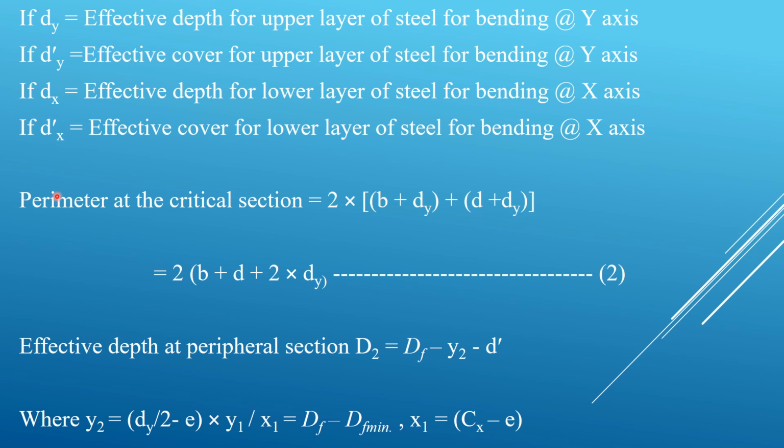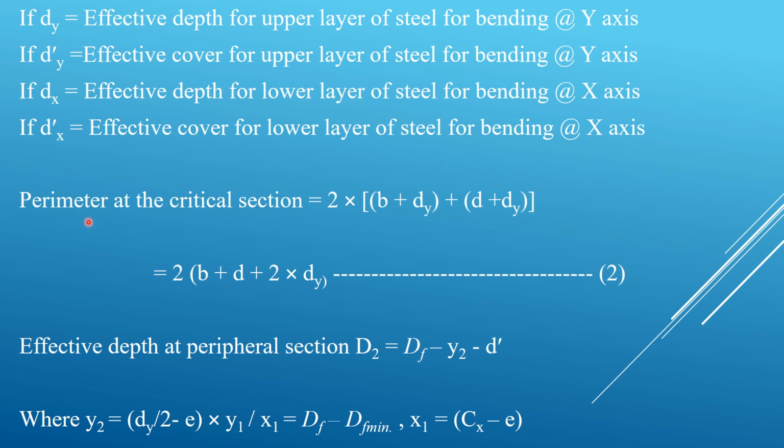Since the effective depth dy is less than the effective depth dx, the critical section is taken at a distance of dy by 2 from the periphery of the column, where dy is the effective depth for the upper layer of steel for bending about the y-axis, d dash y is the effective cover for the upper layer of steel for bending about the y-axis, dx is the depth for the lower layer of steel for bending about the x-axis, and d dash x is the effective cover for the lower layer of steel for bending about the x-axis.